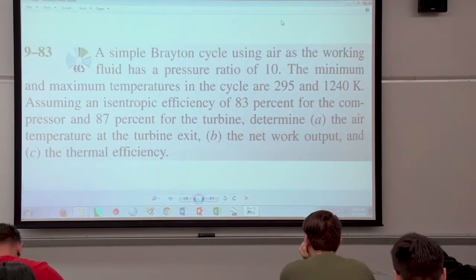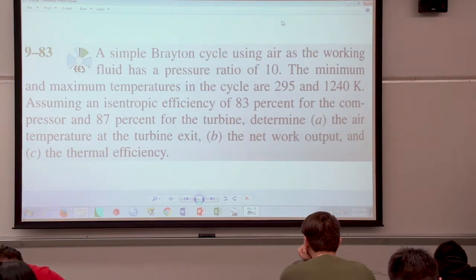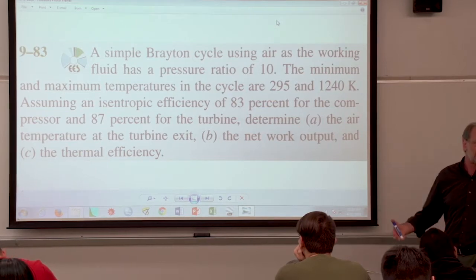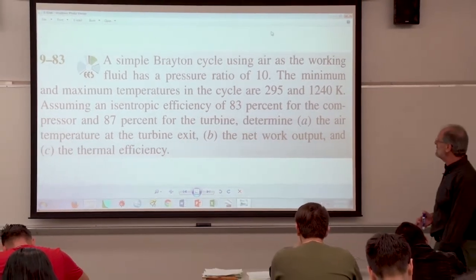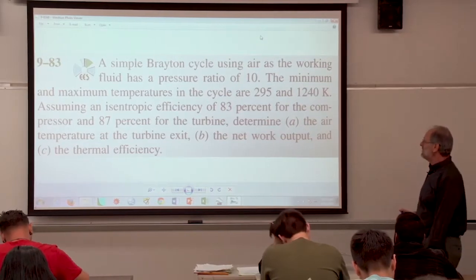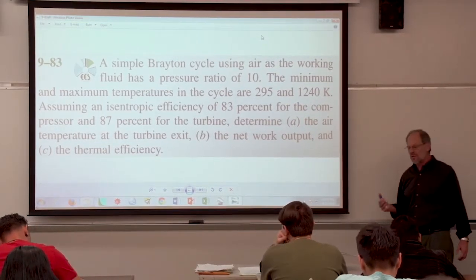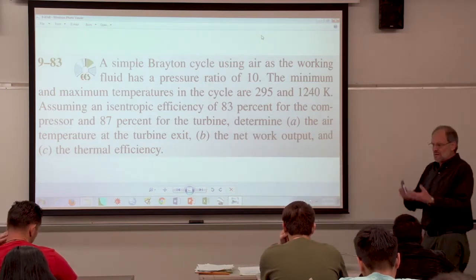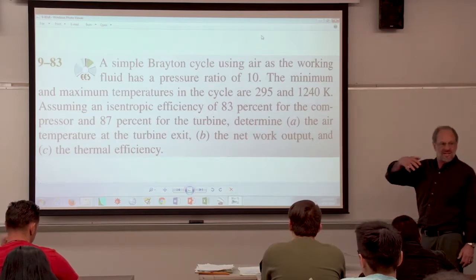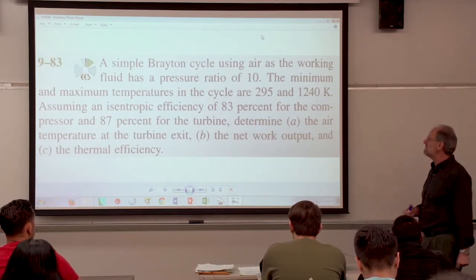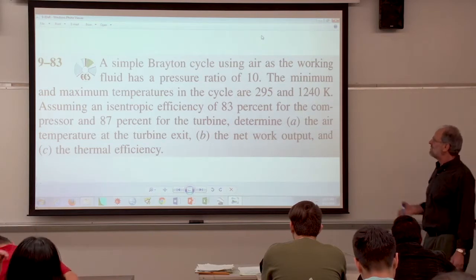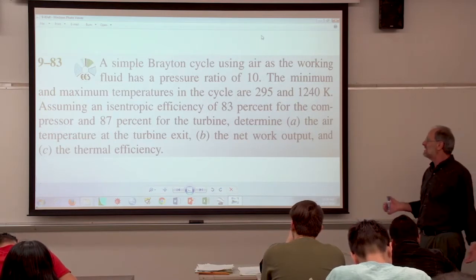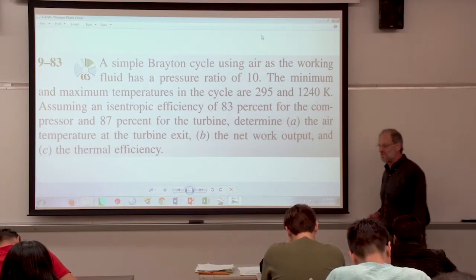We have a simple Brayton cycle that uses air as a working fluid. You're given the pressure ratio of 10. By the way, I don't know why they had to tell us that air is a working fluid. Well, we're only dealing with air standard cycles, so clearly air is a working fluid. The pressure ratio is 10. We have the minimum and maximum temperatures in the cycle, so please note that this would correspond to states 1 and 3, right? 1 would be the ambient air conditions going into the compressor. 3 would be at the end of the combustion process, which is where your temperature is always going to be at its highest. We're given isentropic efficiencies for both compressor and turbine, and we're trying to figure out the air temperature at the turbine exit and the net work output and the thermal efficiency.